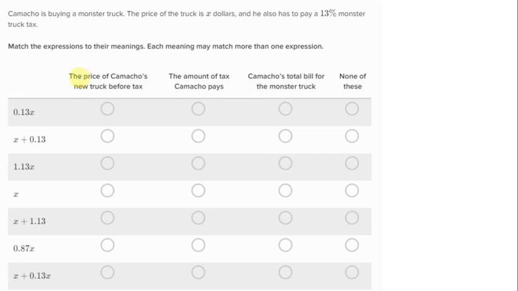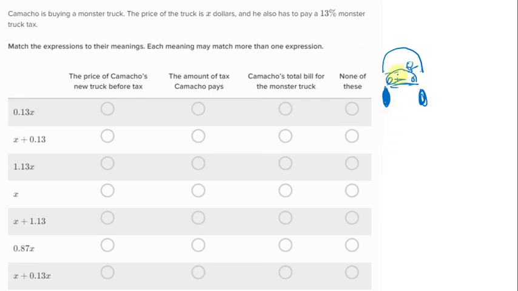Last one. Camacho is buying a monster truck. Okay, so we're looking for a monster truck. I'm going to draw out this situation. Sorry if any of you all are into monster trucks. My visual is going to be horrible. But whatever. Alright, monster wheels. And here's the guy. Headlights. Kind of looks like a pig. Whatever. Okay, so there's the monster truck.